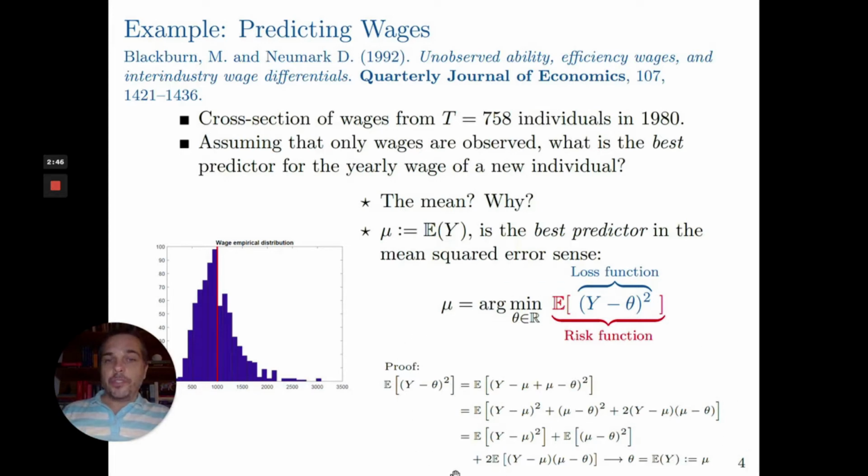Here is the proof. It's a very simple proof. Basically, you have to open this square here, and you're going to see that very easily we can show that the expected value of y is the best predictor. Okay?